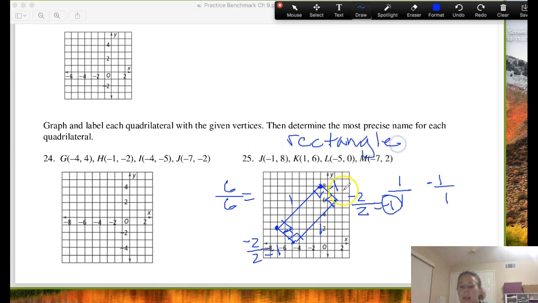That is the most precise name. If you tell me parallelogram, yes, this is a parallelogram, but that is not the most precise name. Most precisely, it's a rectangle. So make sure you give me the most precise name.